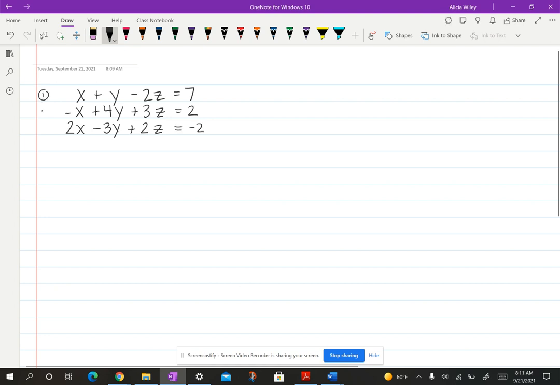There are three equations here. The goal in this problem is to first pick one variable to eliminate from all three equations.